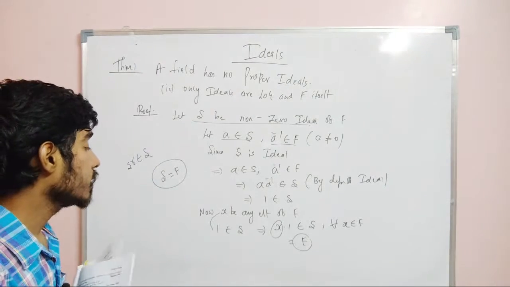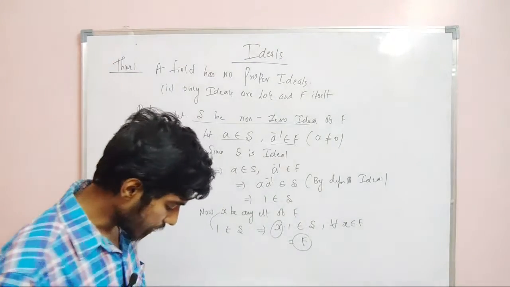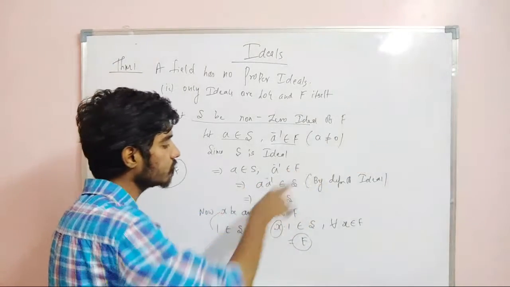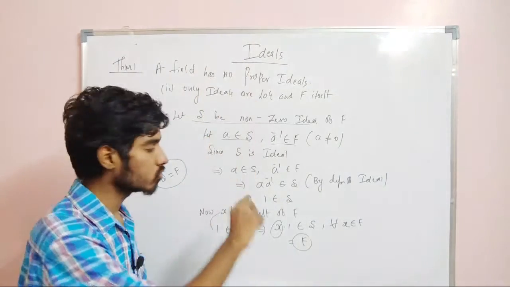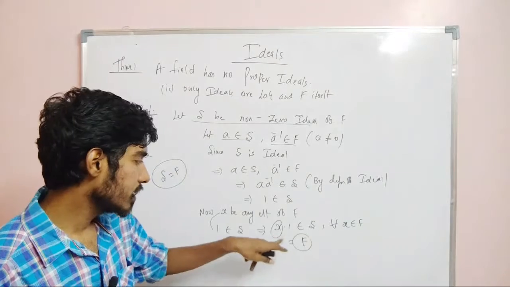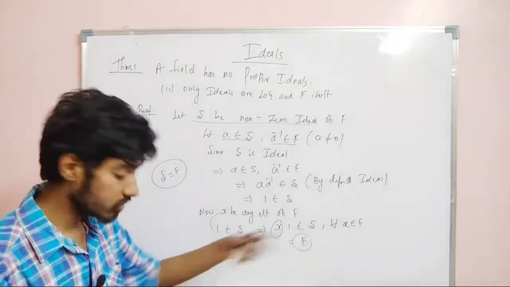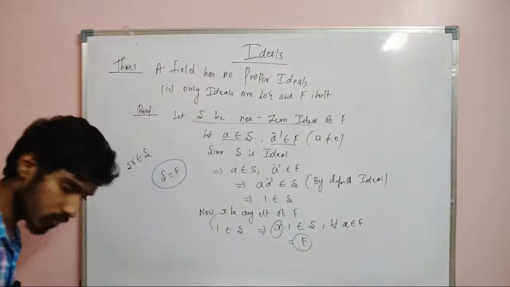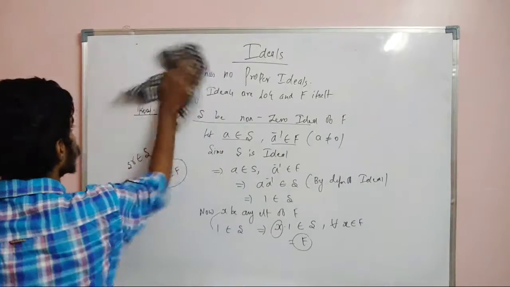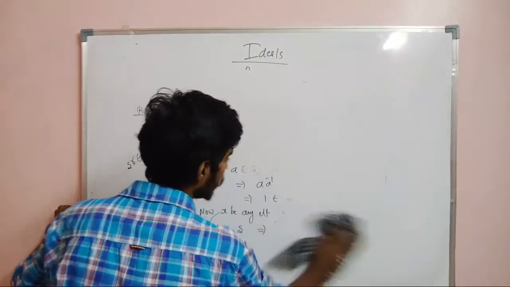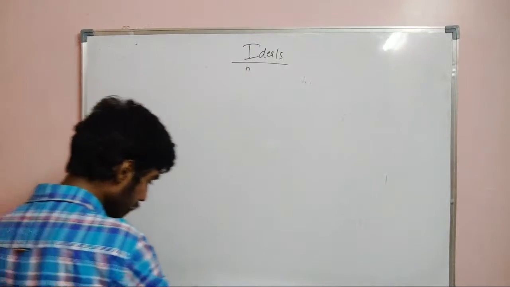So first we are saying that 1 belongs to S, and after that we use the definition of left ideal to show that if you take an element X in F, and since 1 belongs to F, X into 1 will be in S. Since X belongs to the field F, every element of F is also in S. That means F has to be equal to S. So the only proper ideals for a field are 0 and F itself.